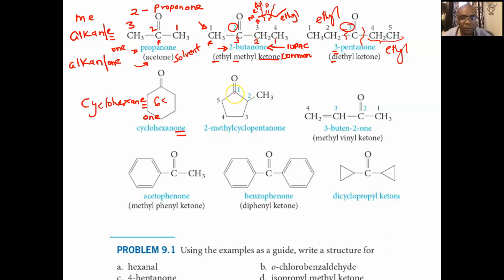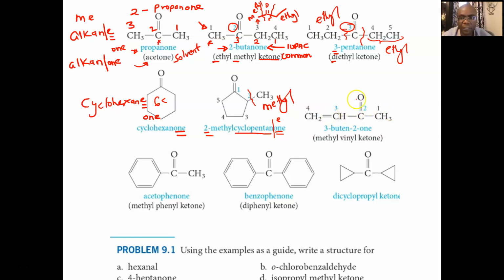Prioritize the carbonyl as 1, 2. So this becomes a substituent. It's a methyl on the second carbon. So it's 2-methyl. 5 carbons. So it's cyclopentane. And then because it's a ketone, replace the E with O-N-E. Instead of cyclopentane, it becomes cyclopentanone.